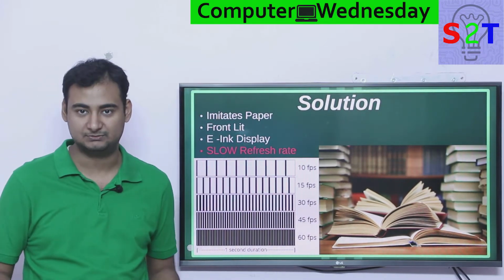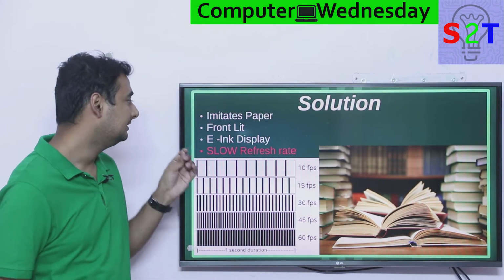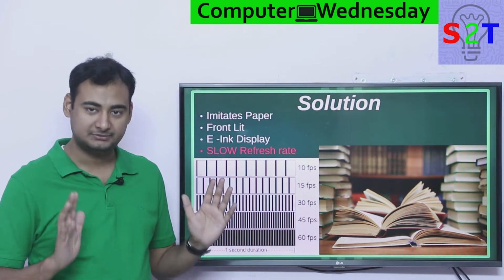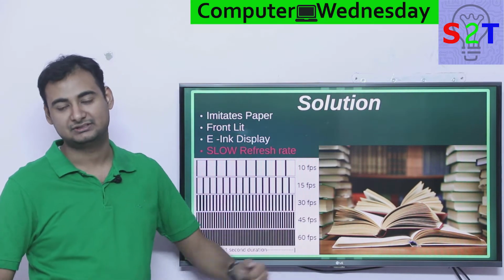Okay, then how do we solve this problem? Now we imitate paper. Many people still read things, and I know that's old fashioned, but people do read. You have books and things of this nature.